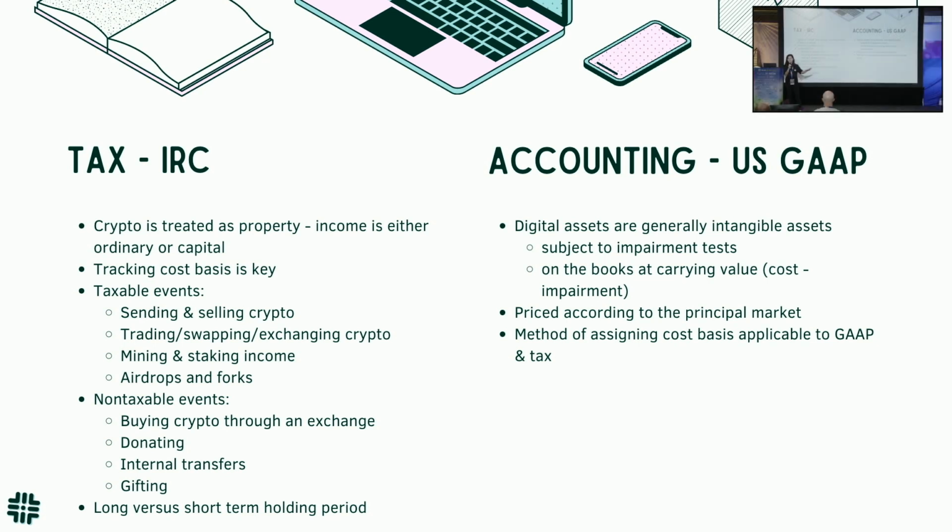And now let's move on to some more fun stuff, which is the non-taxable events. So anytime you buy crypto through an exchange, that's non-taxable, but the caveat there is you have to pay with fiat. So let's say I take my bank account, I hook it up to Coinbase, I buy some ETH. That's actually non-taxable, which is great. And then also donating, that's a fun one. So if you donate crypto, it's non-taxable.